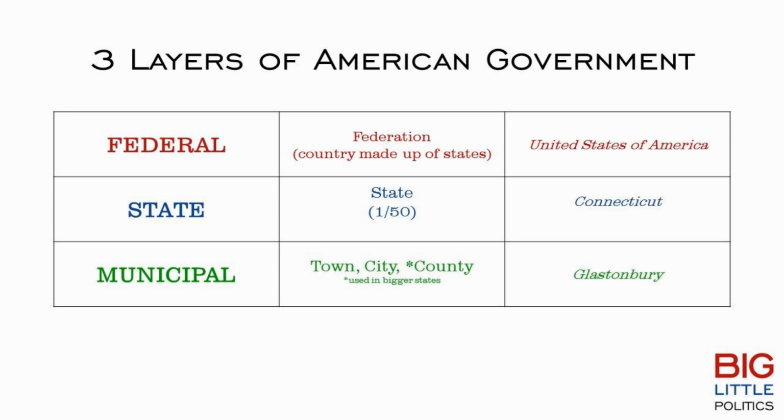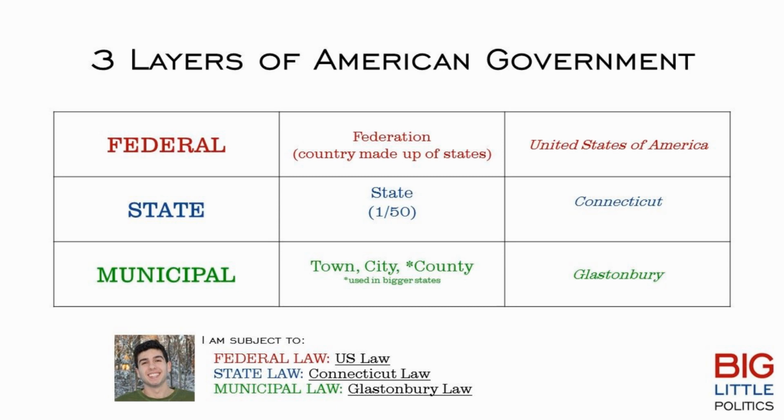So here I put in my information, USA, Connecticut, and Glastonbury. That is the town that I live in. It may also be the town that you live in. And what this really determines is what laws you are subject to. So different layers of government have different laws, and they all work together and kind of compound on one another. So right now, I am subject to laws from all of these. I am subject to federal law, state law, and municipal law, depending on where I live.